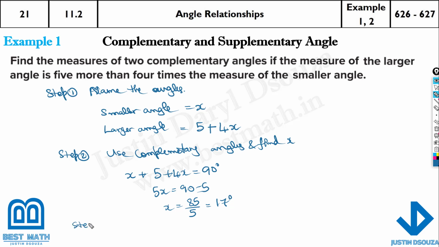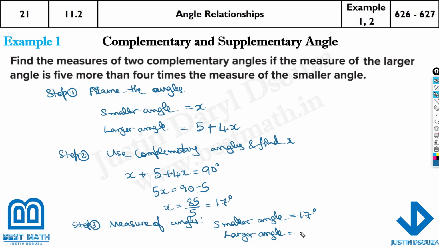Now step 3, measure of the angles. I'll just write it over here. Smaller angle is equal to 17 degrees. Larger angle, you can directly write it, or instead of putting 17 times, I'll just do 90 minus 17 because we know it's complementary. So 90 minus 17, that's going to be 83 degrees.